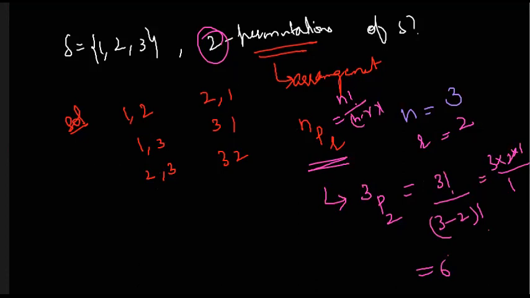Now, after that, if n is a positive integer and R is an integer with 1 less than or equal to R less than or equal to n, then R lies between 1 and n.